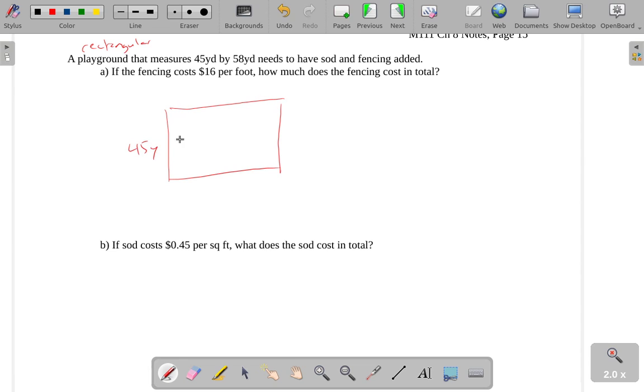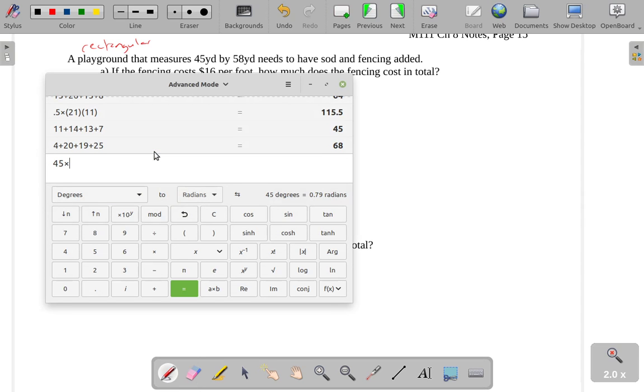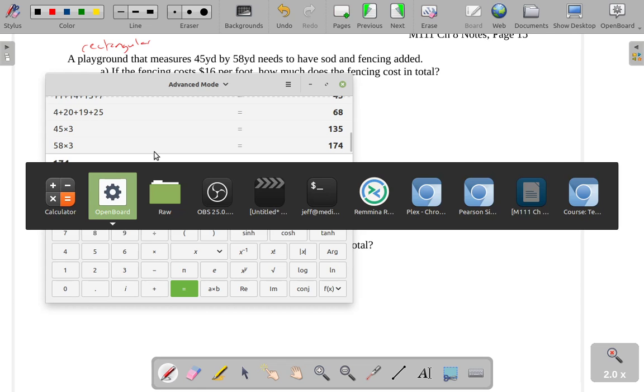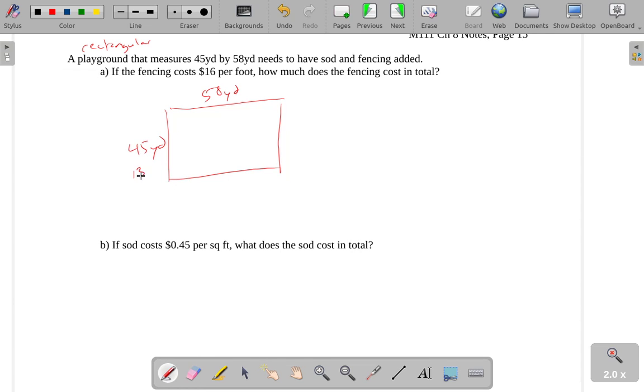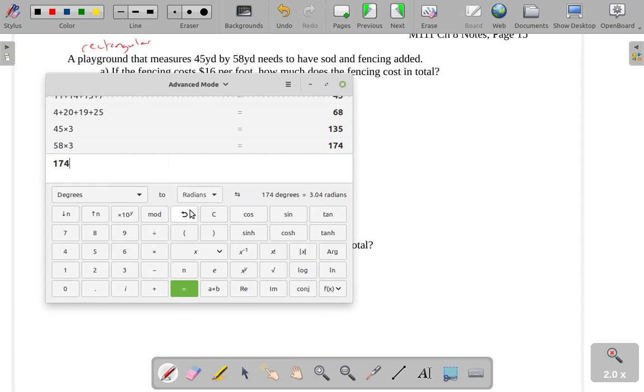The playground measures 45 yards by 58 yards. If you look at this, the fencing is given as a cost per foot, and we're given the dimensions in yards. So it might be helpful to convert these to feet. So 45 times 3 is 135. 58 times 3 is 174. So instead of thinking of them in yards, I'll think of them in feet, just to make my life a little easier.